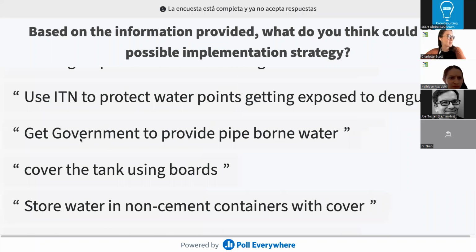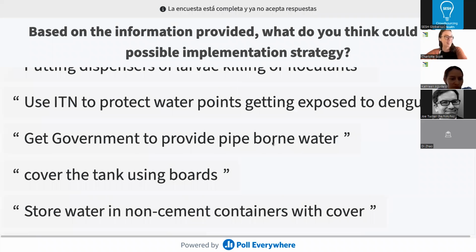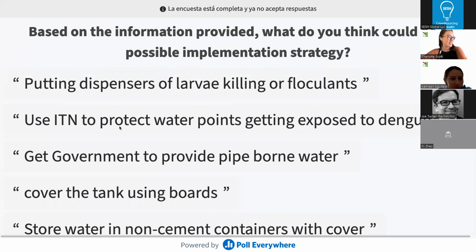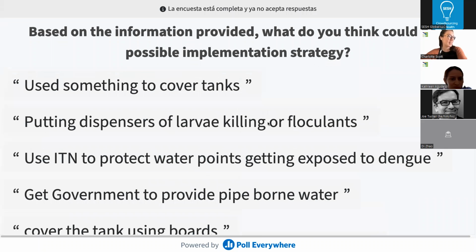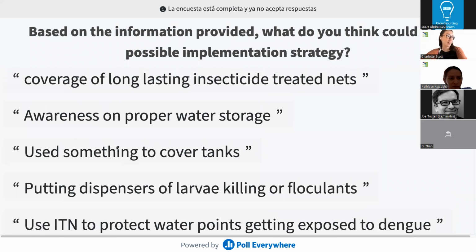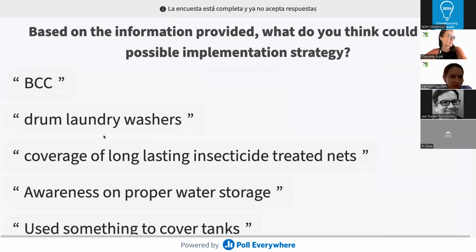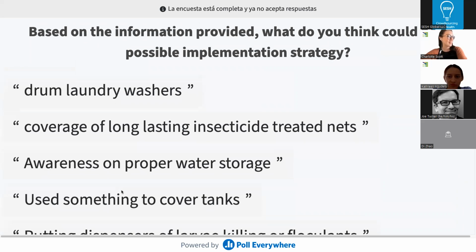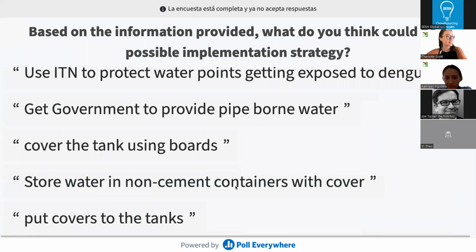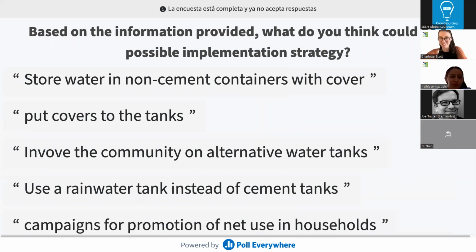Here we have more governance level, getting the government to provide pipeline water to overcome the challenge of the frequent water cuts. Treated nets to protect water points and getting exposed. Something to cover the tank, proper water storage. Great. These are all awesome ideas and very innovative, and some of them are very close to what the actual research team decided to do.